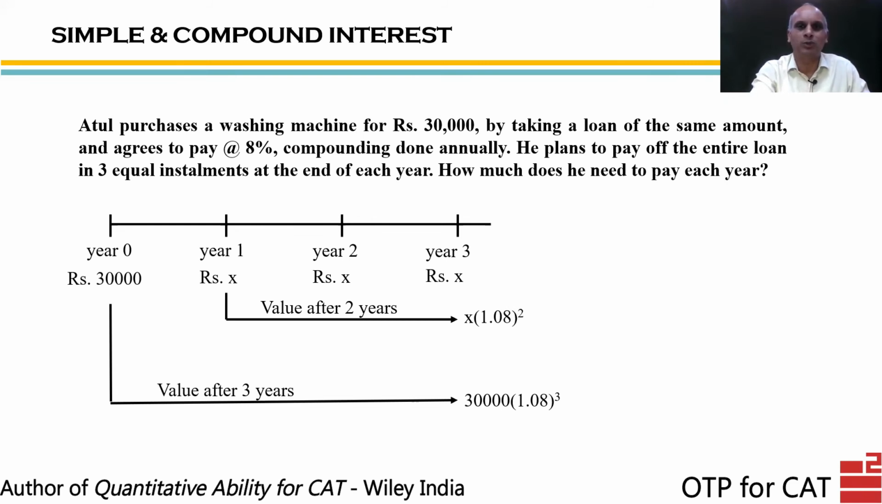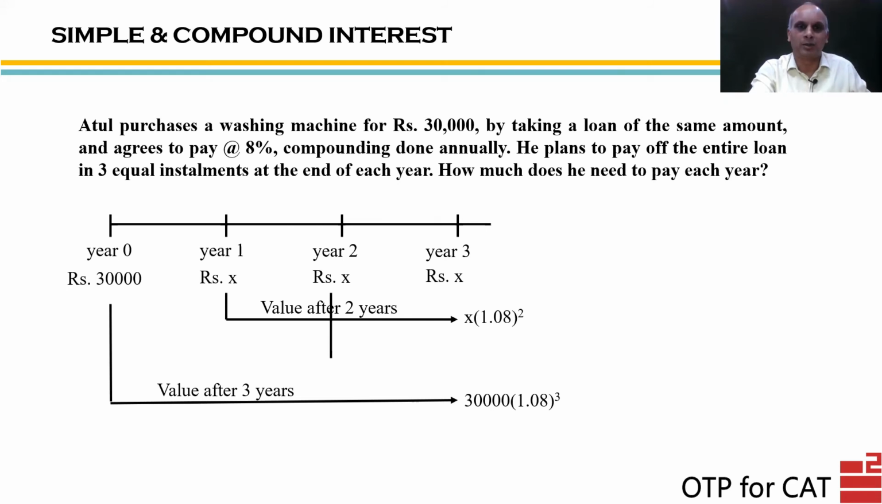There's a gap of 2 years from year 1 to year 3. So the power is 2. Similarly, the payment I make in year 2, that is X rupees, its value in year 3 will be, with a time period of 1 year, X into 1.08 to the power 1. So effectively, I have paid these 3 sums of money as per the valuation in year 3.